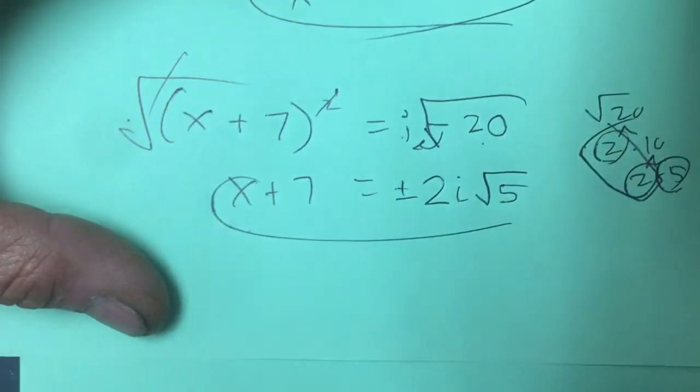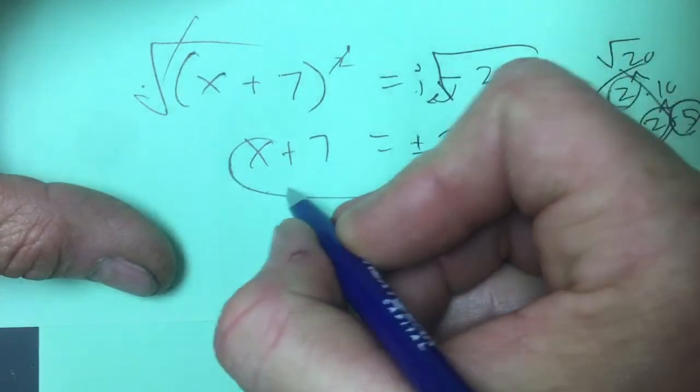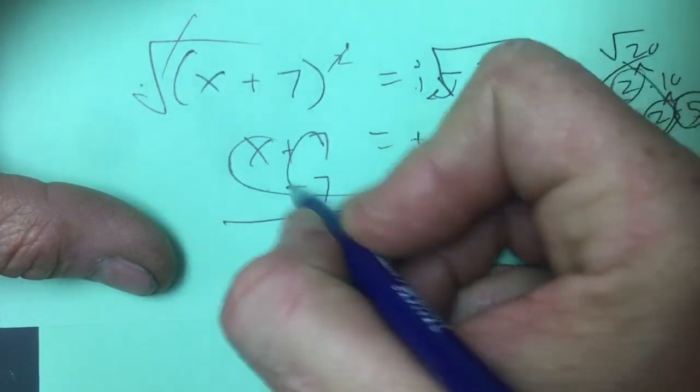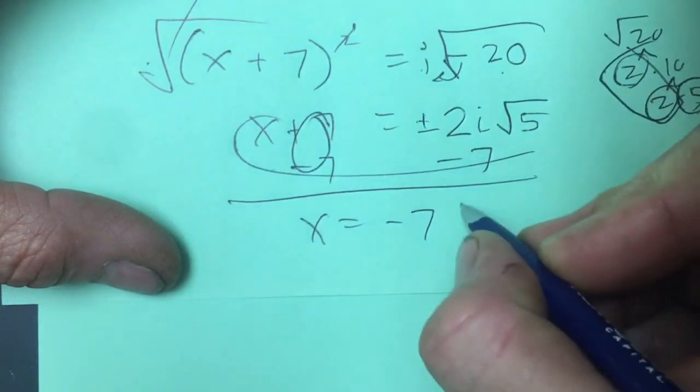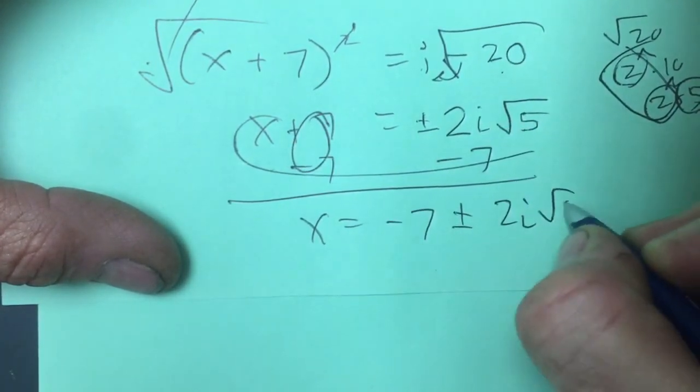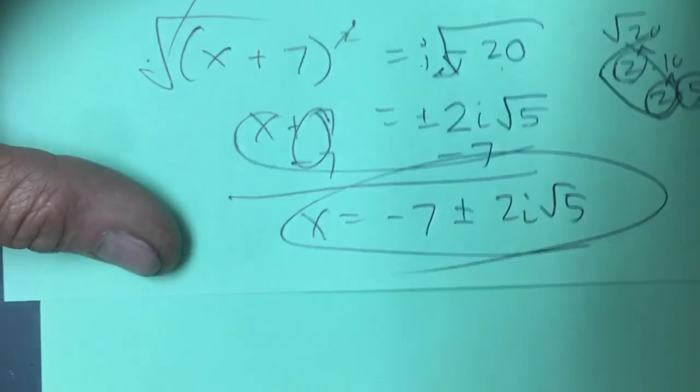Okay? Oh, that's not my answer. I almost got ahead of myself. Then I subtract 7 to make this go away. And then x equals the negative 7 first, negative 7 plus or minus 2i radical 5. And there you go. There's my answer.